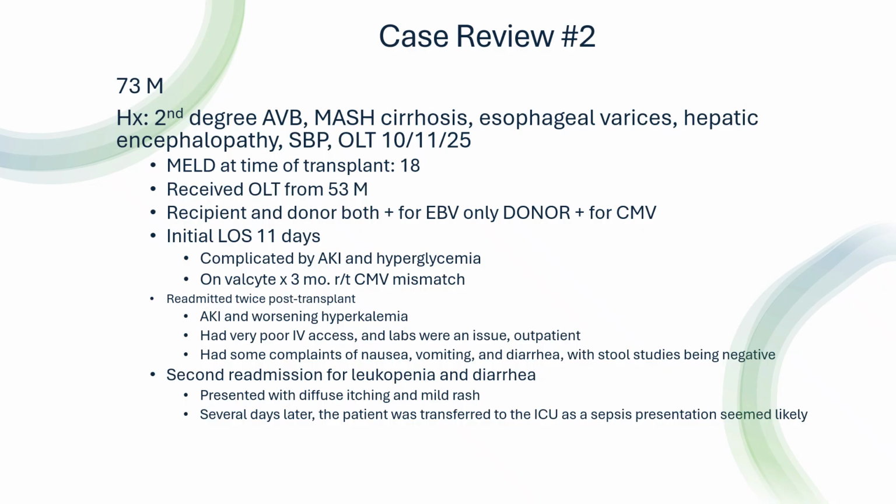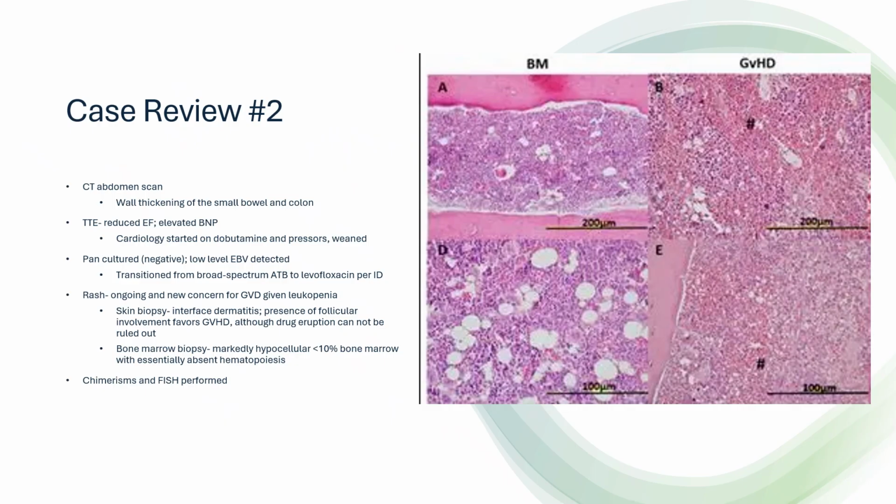His second readmission was for leukopenia and diarrhea. He also presented with a diffuse itching rash, and several days later, the patient was transferred to the ICU as it seemed like a sepsis presentation was likely. While in the ICU, he was taken to CT scan, and the CT scan showed wall thickening of the small bowel and colon, so maybe some kind of an infection process happening there.